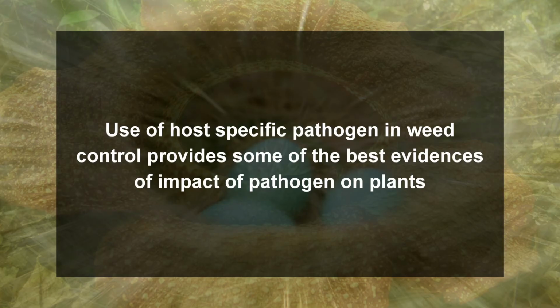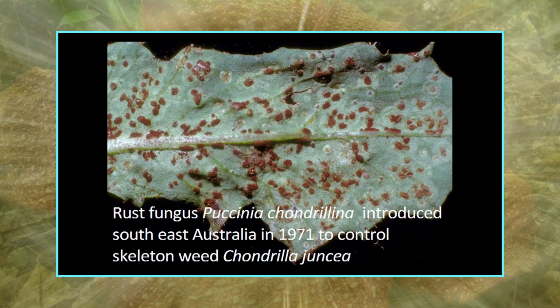The use of host-specific pathogens in weed control provides some of the best evidence of the impact of pathogens on plants. The best documented case is the introduction of the rust fungus Puccinia chondrillina in Southeast Australia in 1971 to control skeleton weed, Chondrilla juncea. This skeleton weed is a native of the Mediterranean region with numerous forms having a maximum density of less than 10 plants per square meter, while in Southeast Australia density can be even 1000 plants per square meter.